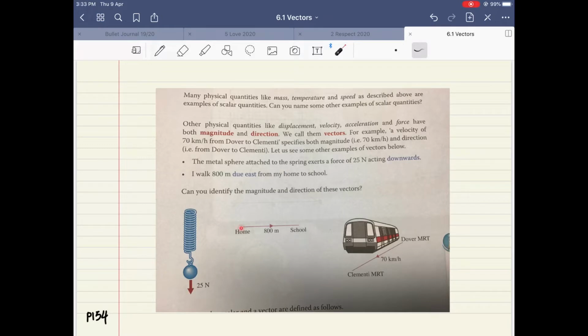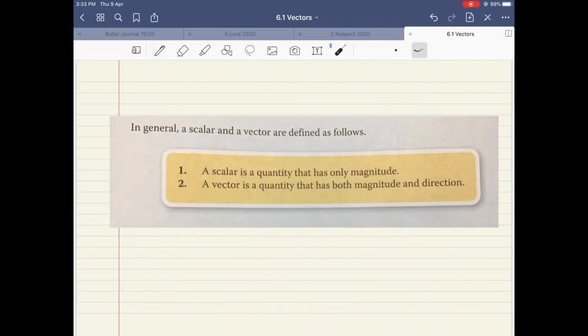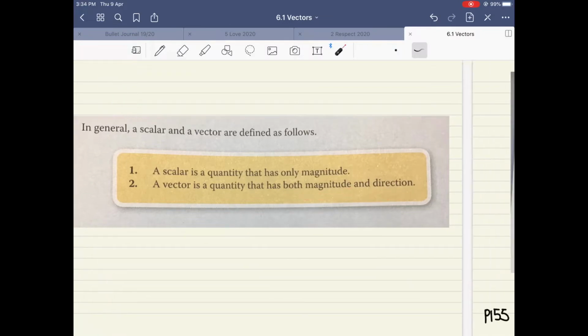Similarly, if I walk from home due east, if you remember, north, south, east, and west. So if I walk due east 800 meters from my home to school, that itself has a magnitude and a direction as well. I will not dwell too much on this because you have already covered all of these concepts in physics itself. So in general, a scalar is a quantity that only has magnitude, while a vector is a quantity that has both magnitude and direction as well.